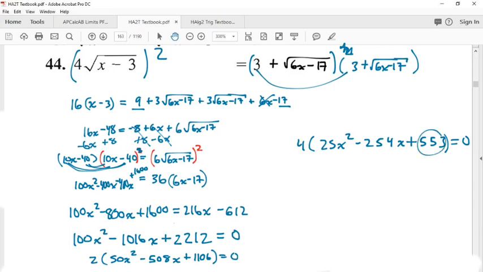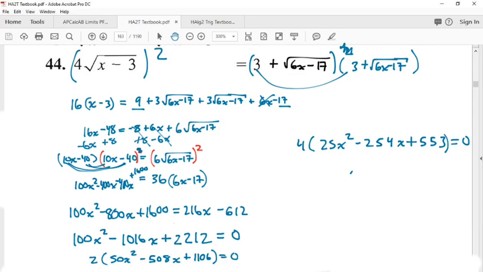Man, this last one is not an even number. So, can we take a 3 out of all those? No. Can we take a 25? No. I think it's done. Okay, so we have options. We can still try to factor this. We can multiply this 25 and this 553 together to see if we can factor this, or we can just throw this nasty thing inside of a quadratic formula.